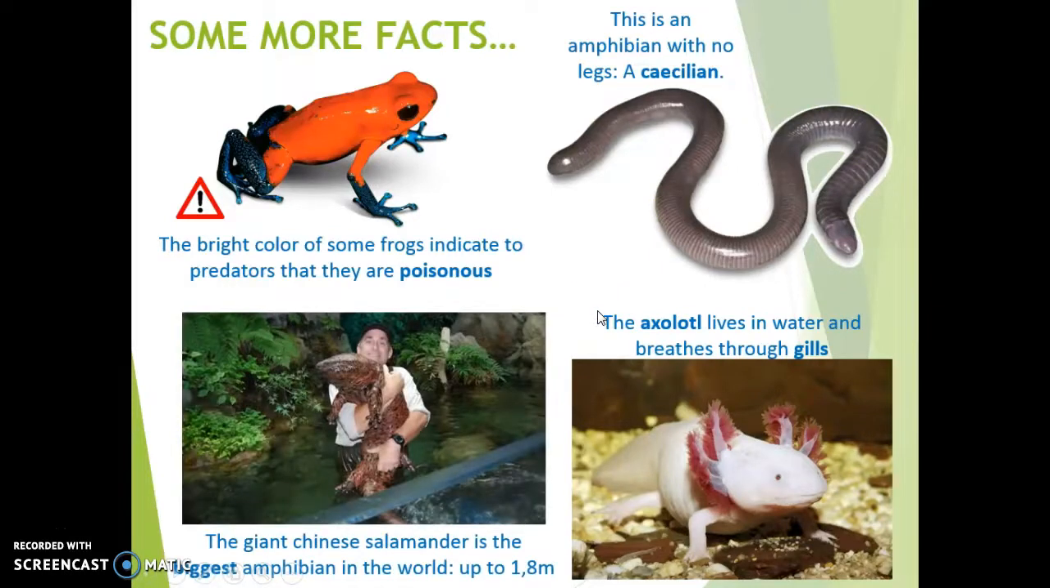And finally, this is very curious also, the biggest amphibian in the world is the giant Chinese salamander, which can be as much as 1.8 meters long. So you have it here.